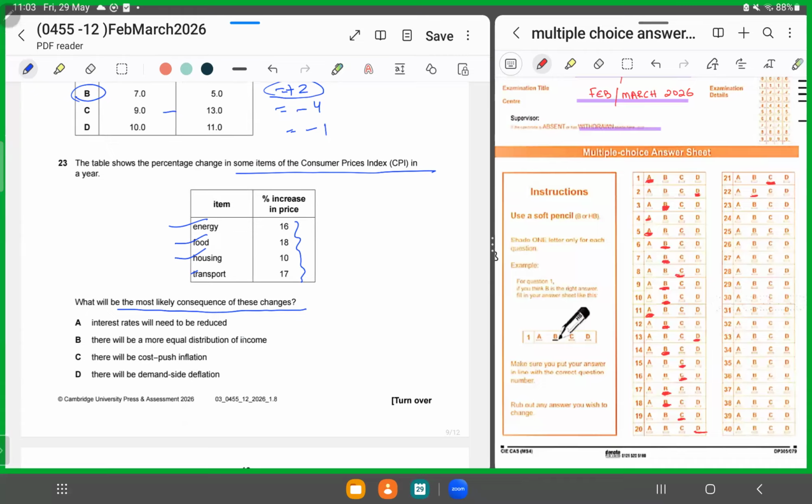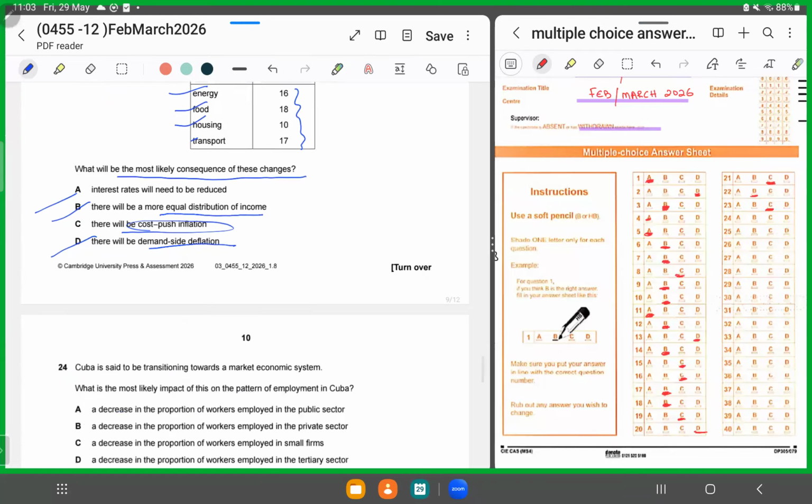Now the prices are rising, so it's not deflation. Deflation is a fall in the price level. Interest rates will need to be reduced? You've got no data to support that. Equal distribution of income? The prices are rising, you cannot talk about equal distribution of income. Yes, there would be cost-push inflation because the cost of living is increasing. So for 23, we shade in C because the basic necessities and the basket of goods, the prices are rising, right? So for 23, we shade in C.